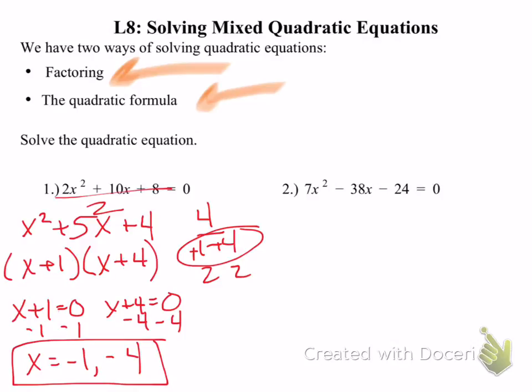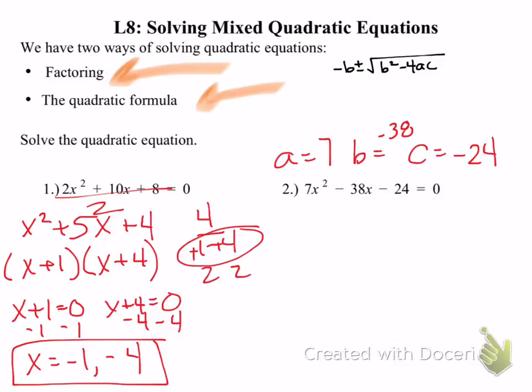Number 2. Those numbers are big and scary. So what I'm going to do is the quadratic formula, because why not? You can. It'll still work. So we find A, B, and C. A is 7, B is -38, and C is -24. So remember our equation, I'll go ahead and write it out for you: x equals -b plus or minus the square root of b squared minus 4ac, all over 2a. Beautiful. So we go ahead and plug it in.